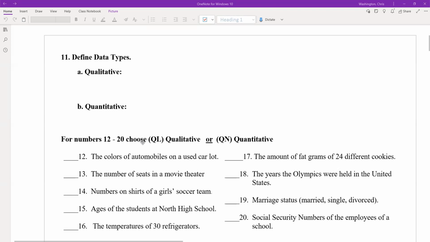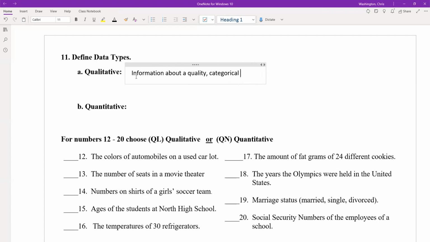So qualitative is data about a quality. So it would be data about a quality or information about a quality, not necessarily a number. Okay, but information about a quality. So qualitative information about a quality, you can think about it as categorical or descriptive. So information about a quality, it can be categorical or descriptive in nature.